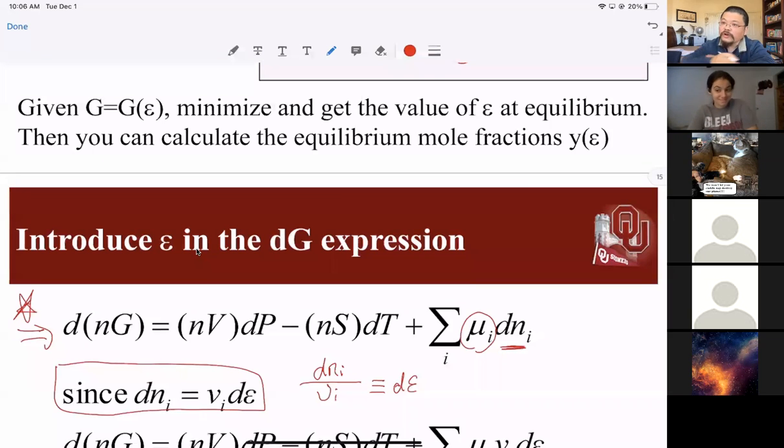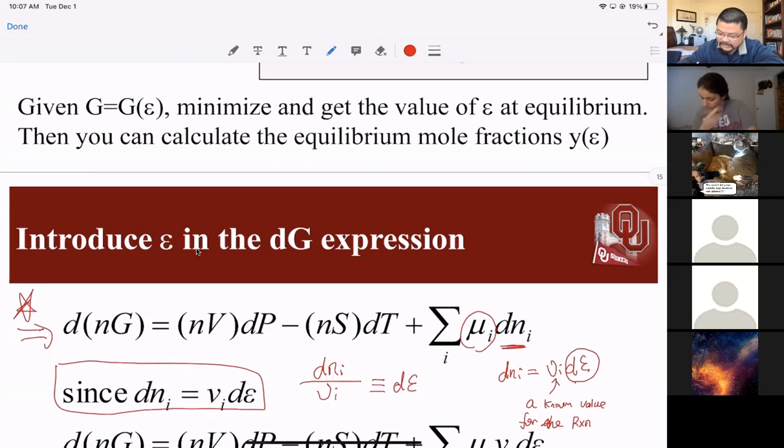Now we need to look at the dMi. dMi is nothing special. dMi is my stoichiometry, which is a known value, for the reaction, right? Multiplied by something that we need to figure out. So anyway, now let's try to simply replace dMi.